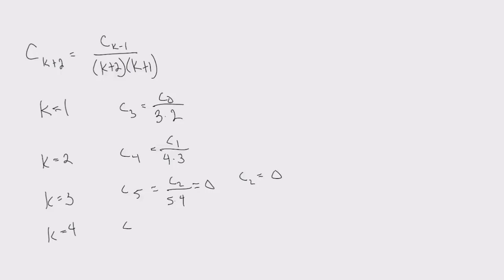All right, so when k equals 4, we get the sixth term, which is the third term, so C sub 3, over 6 times 5. But again, we already have an expression for the third term. The third term was C sub 0, so C naught over 3 times 2. So this then gives us C naught over 6 times 5 times 3 times 2.